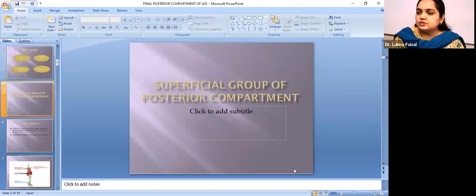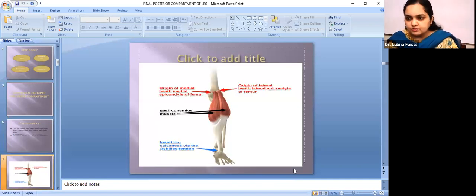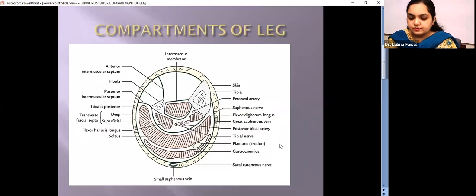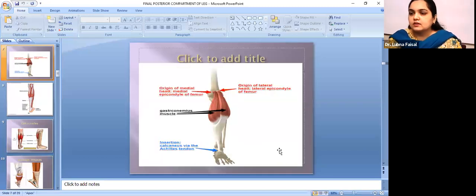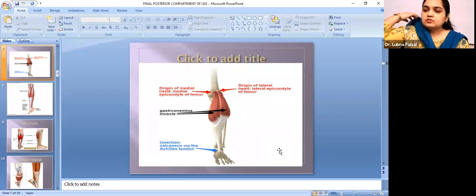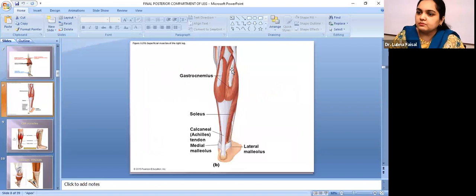Okay, superficial group of the posterior compartment. The first muscle is the gastrocnemius. Just before having this, just look at this slide. So gastrocnemius, this is a slide showing the gastrocnemius muscle.